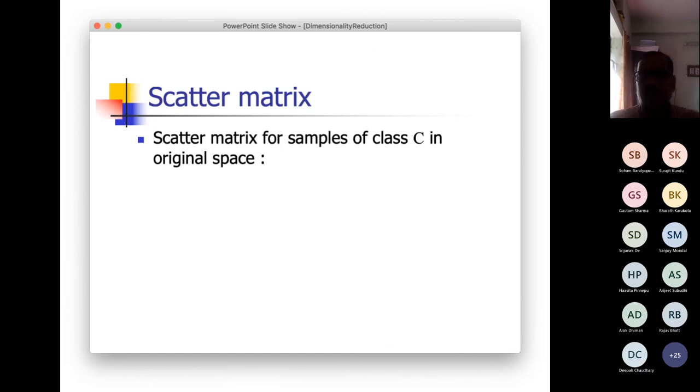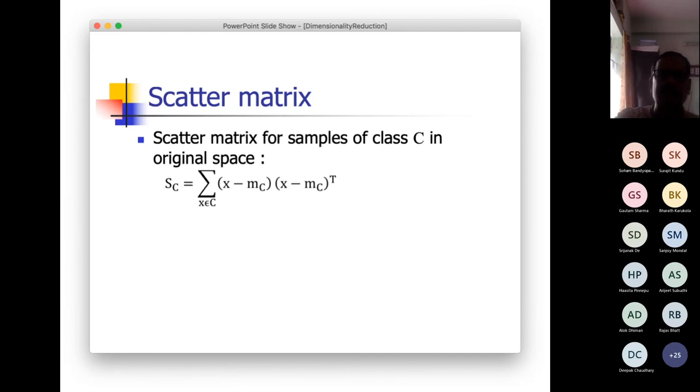Now we consider how you can define or obtain the scatter directly from the data points. If I give you the direction, I should be able to compute the scatter like I have computed the means. So once again, the scatter matrix for samples of class C in the original space is defined in this way. You see that this is the covariance matrix of class C multiplied by the number of samples.